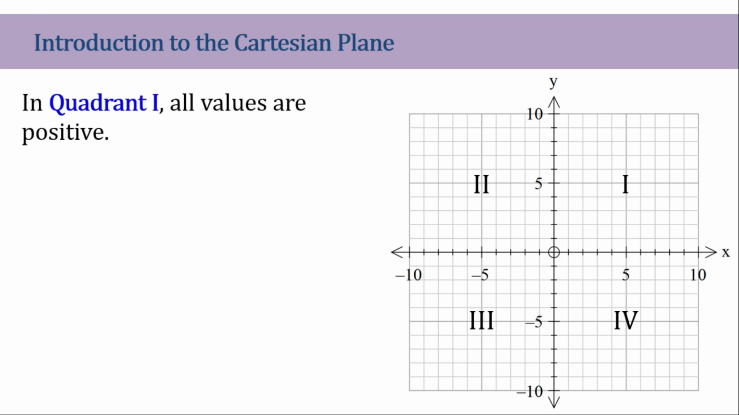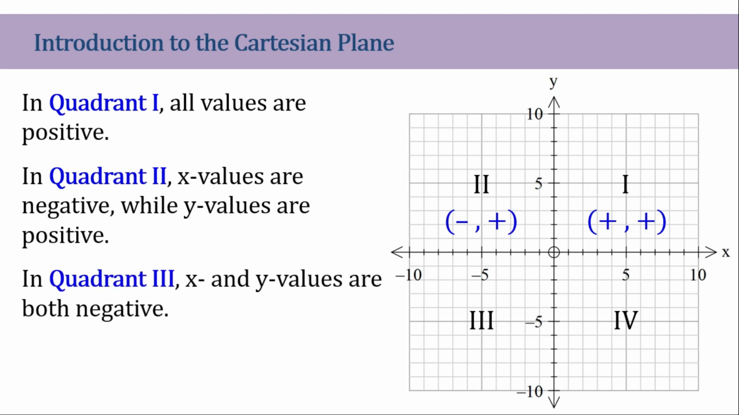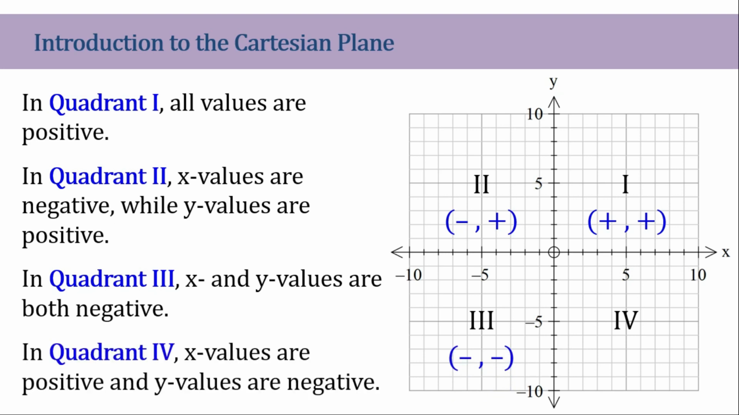In quadrant 1, all values are positive. In quadrant 2, x values are negative while the y values are positive. In quadrant 3, x and y values are both negative. In quadrant 4, x values are positive and y values are negative.